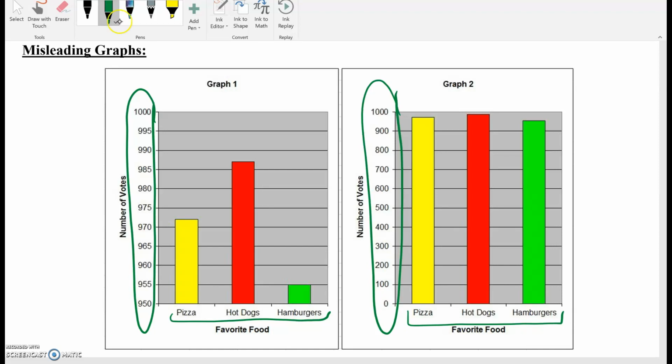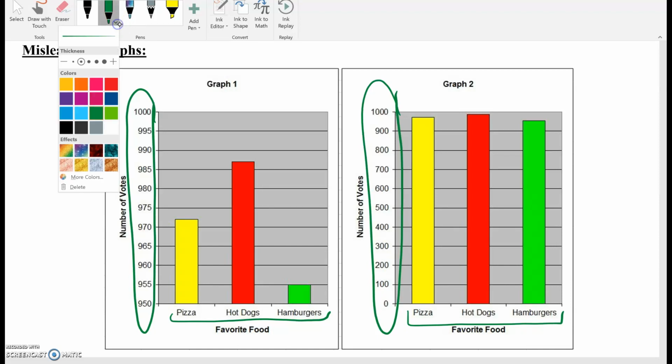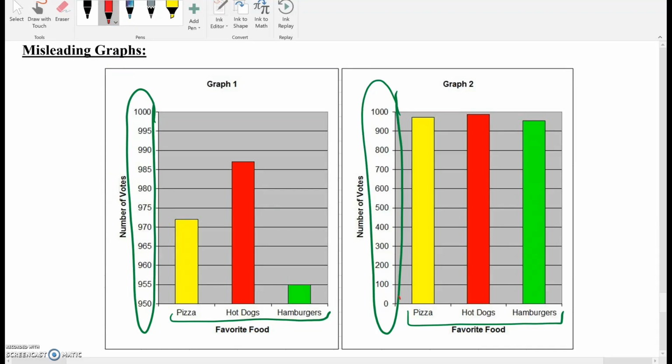Now, what's wrong here, and I'll write it in red, is that you see on the right-hand side that this one starts with the 0, so this one was good. Whereas here it started with 950. This is not good, okay? Because graph number 1 is telling you that people prefer hot dogs more than pizza and hamburgers. But notice that if you see the increments, everything's going by 5s. So the difference between hamburgers, pizza, and hot dogs is not really as much as this graph is making it seem.